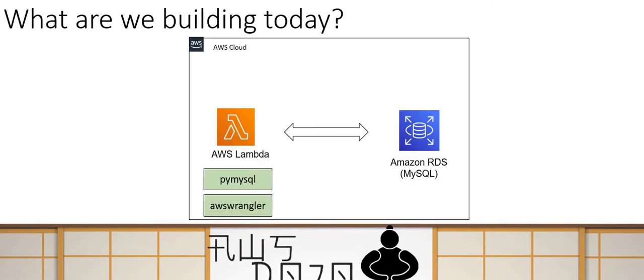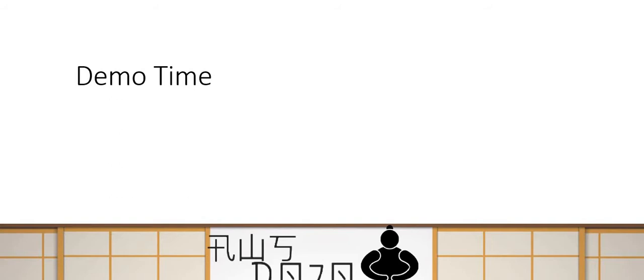Now, what are we building today? It's time to show you a demo. We'll have our RDS serverless instance, in fact Aurora Serverless, running, which is MySQL compatible, and then we have a Lambda function. I will show you how you can use both PyMySQL and AWS Wrangler to connect to the RDS engine, and I will also run a simple SQL statement. So it's time for the demo, and let's move on to it.